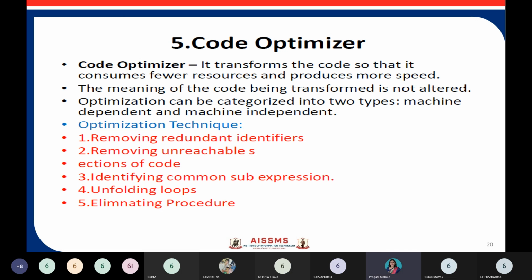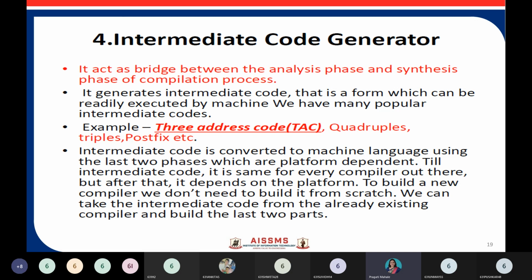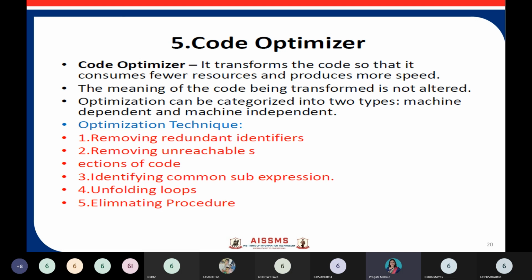What is the outcome of the intermediate code generator? Using the earlier phases' output, the parse tree or symbol table contents, it will convert the program into a machine level form. It helps to generate machine level code. That is what the intermediate code generator does.